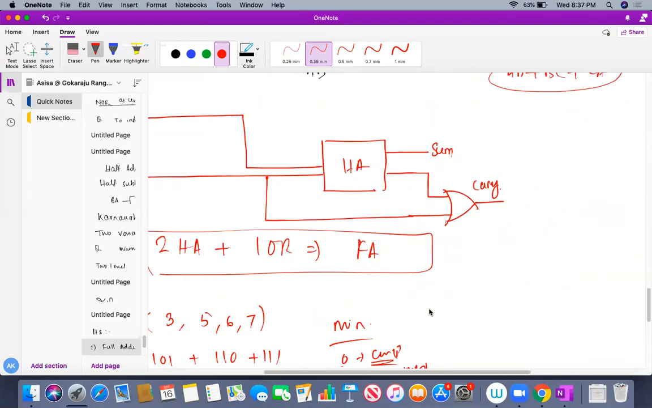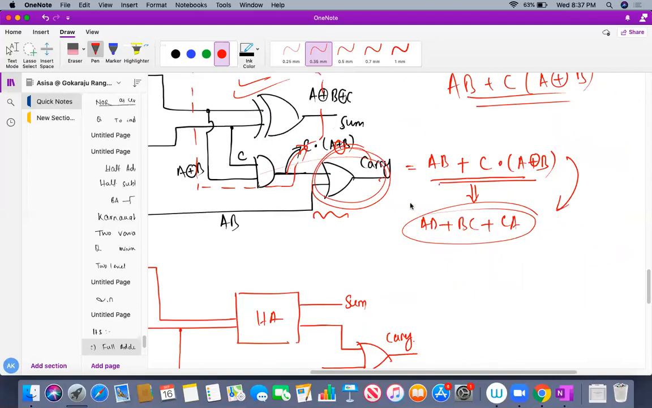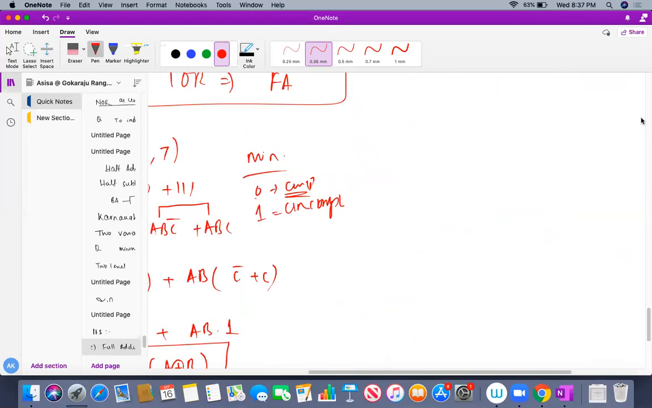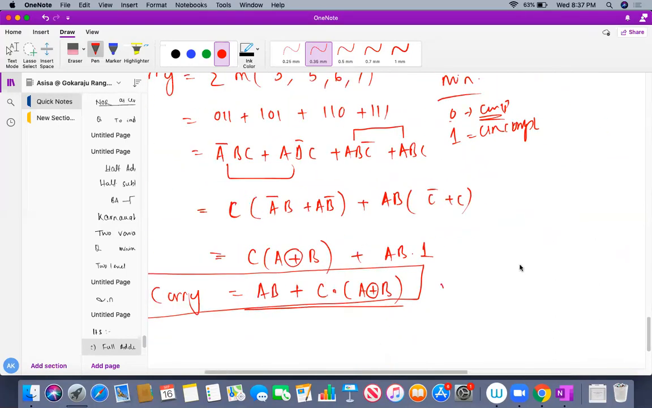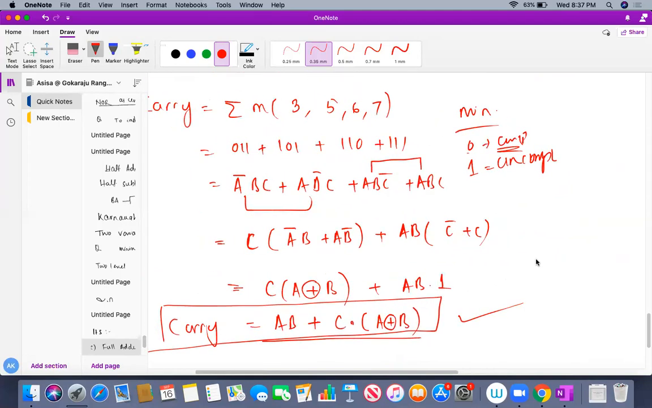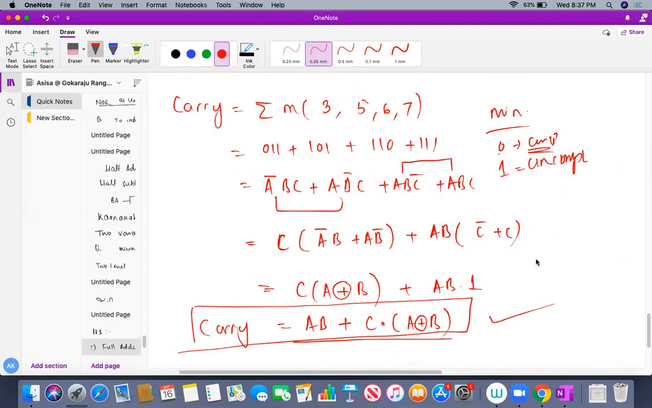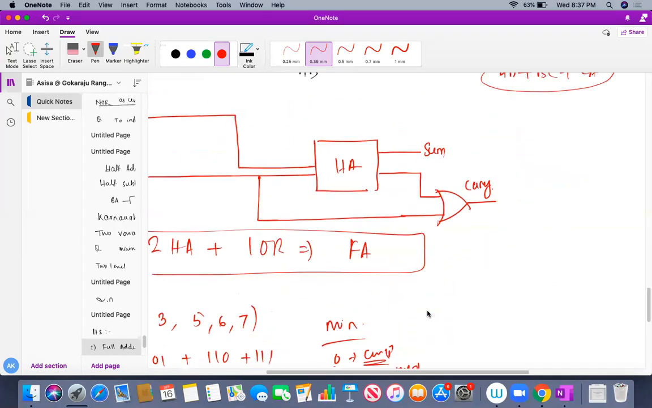So now you see this carry equation. What is this? AB or C and A XOR B. So have I proved it or not? Carry is nothing else, AB or C and A XOR B. Very simple, students. Just I have taken the carry's truth table and I have identified my min terms and I have solved it by just applying certain Boolean theorems. Here I have applied the distributive theorem, then postulate number 6 and finally postulate number 2, and I have achieved whatever I have told here.